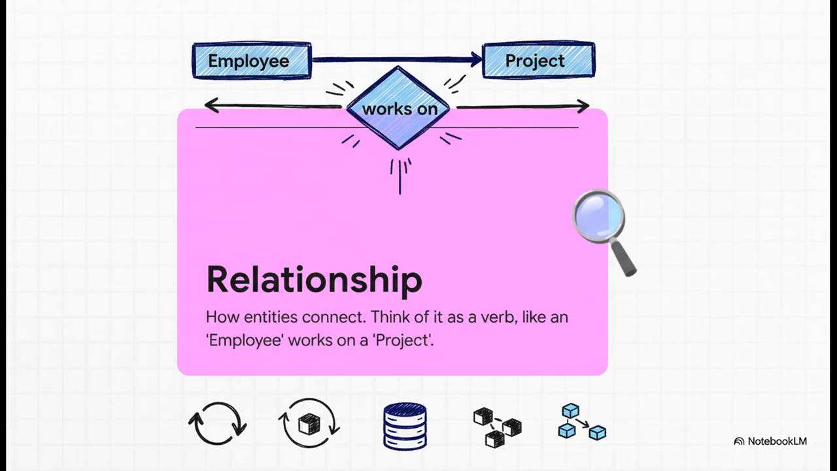And finally, we have relationships. These are the verbs that connect our nouns, showing exactly how two entities interact with each other. That diamond shape right there tells us that an employee works on a project. So, see, when you put it all together, this diagram just tells a story. Nouns, adjectives, and verbs. It's kind of like grammar, but for data.